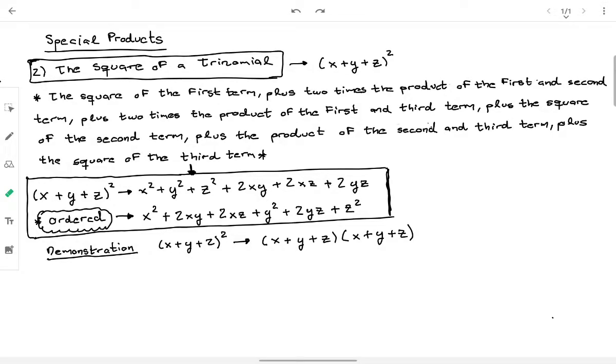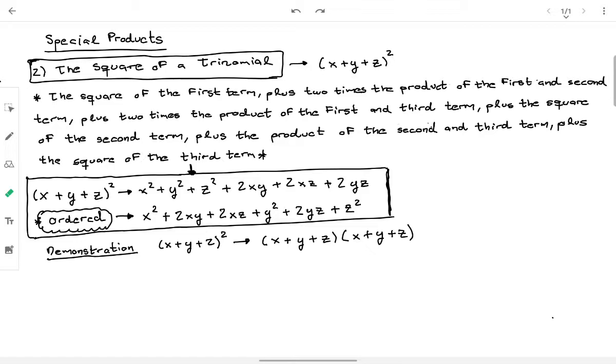Today we will continue with the special products. Today we are going to see the square of a trinomial. Remember, a trinomial is an algebraic expression composed of three terms. So in this case, we will have something like (x + y + z) to the second power.